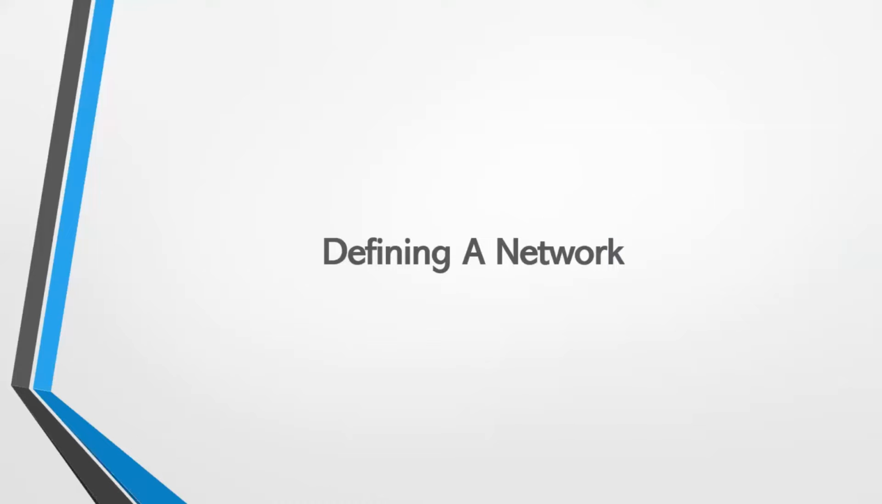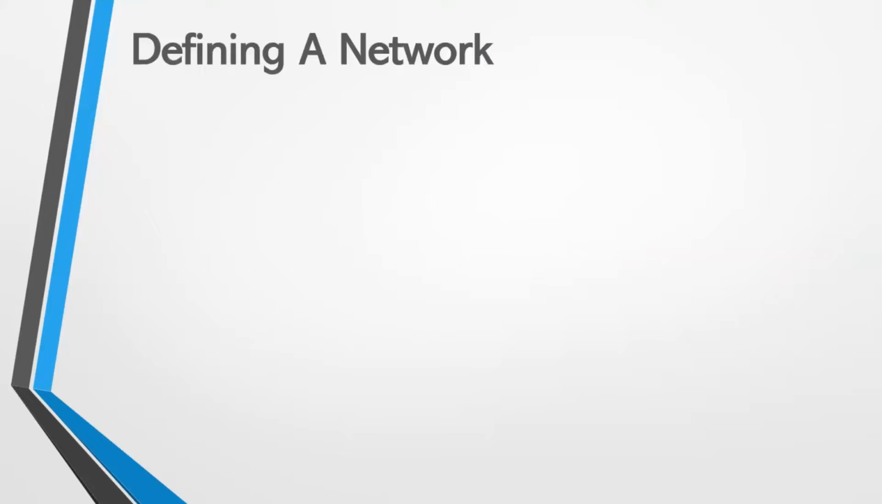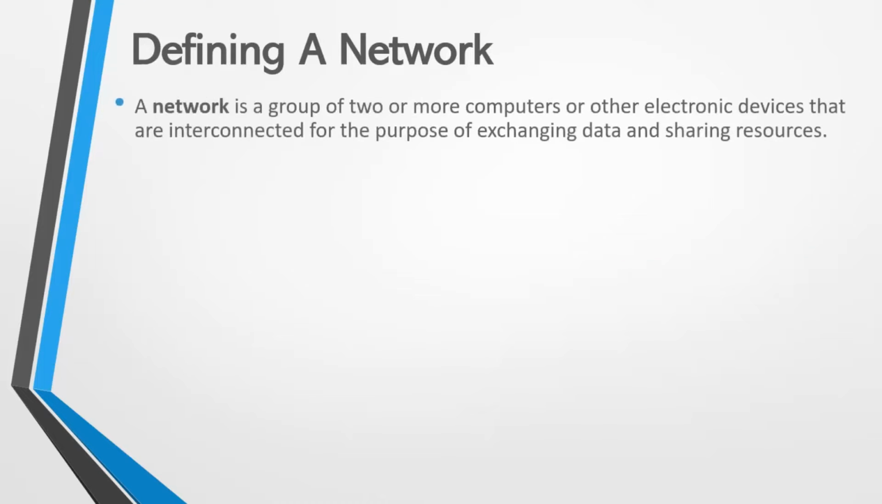The first concept that we are going to look into is defining a network. So you need to be familiar with the term network and what network means. A network is basically a group of two or more computers or other electronic devices that are interconnected for the purpose of exchanging data and sharing resources.